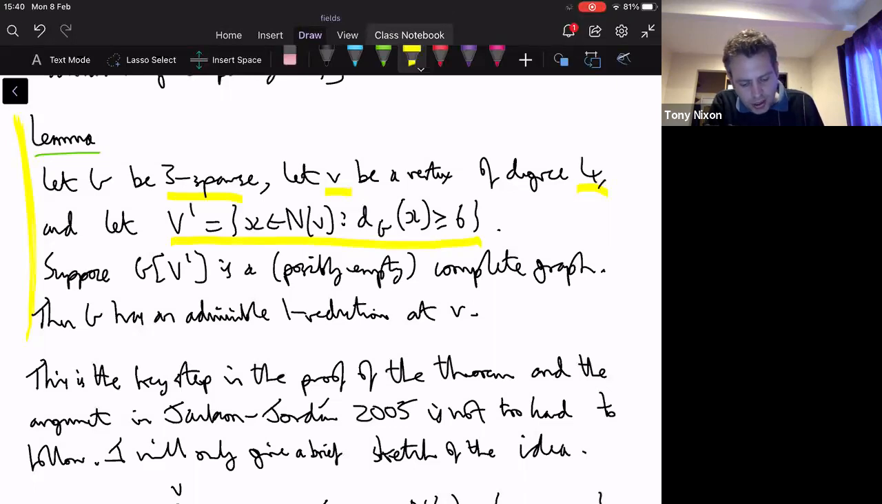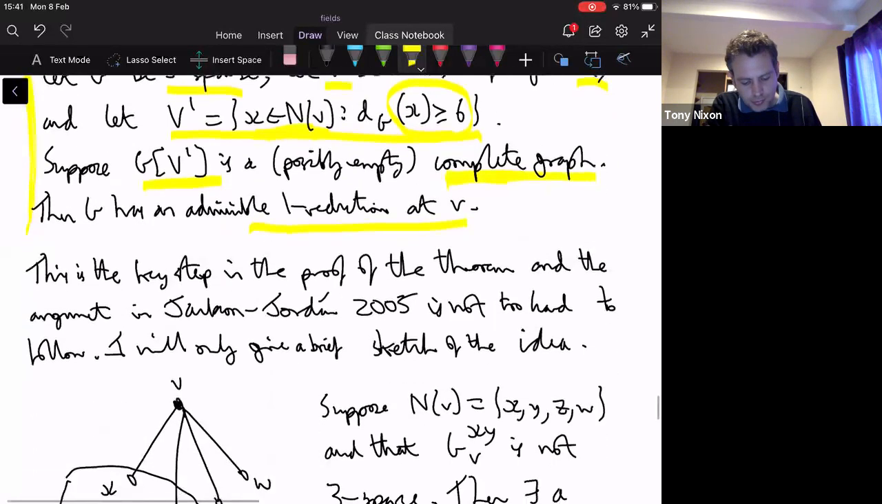So V dash is the set of X in the neighborhood of our degree 4 vertex V, which have large degree. The constraint we put on V dash is that the subgraph induced by V dash is a complete graph. So it could be empty, so there could be no vertices of degree at least 6 adjacent to V, or there could be vertices of degree 6, but they form a complete graph themselves. Under that assumption, Jackson and Jordan proved there is an admissible 1 reduction at V.